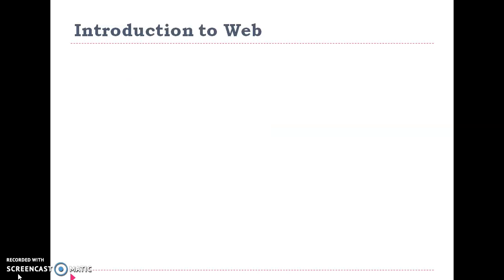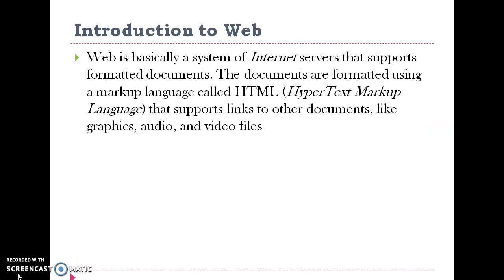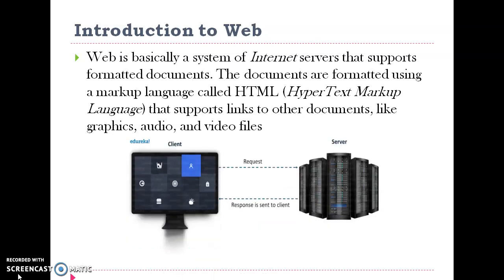Now, introduction to web. Web is basically a system of internet servers that supports formatted documents. The documents are formatted using a markup language called HTML, that is Hypertext Markup Language, that supports links to other documents like graphics, audio, and video files. Basically, web consists of billions of clients and servers connected through wires and wireless network.